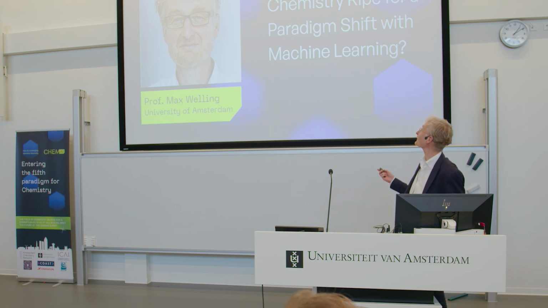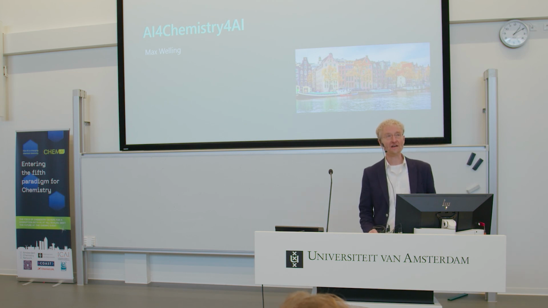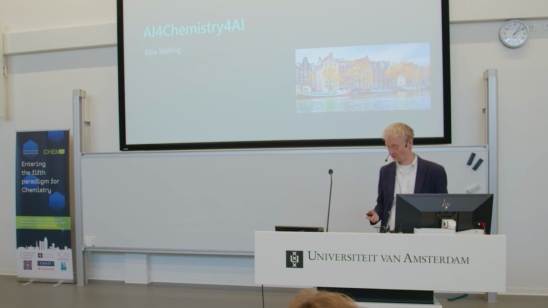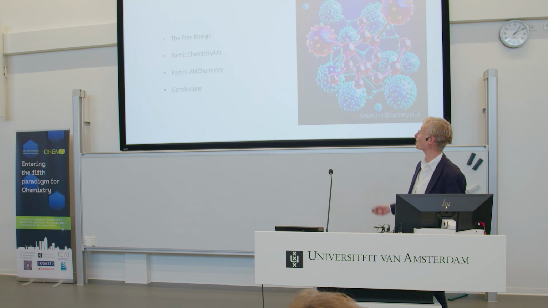I'm going to talk to you about the relationship between AI and chemistry. And it's a circle, as you will see. So it's like AI for chemistry, for AI, sort of with periodic boundary conditions. And we'll go through that circle in this talk.